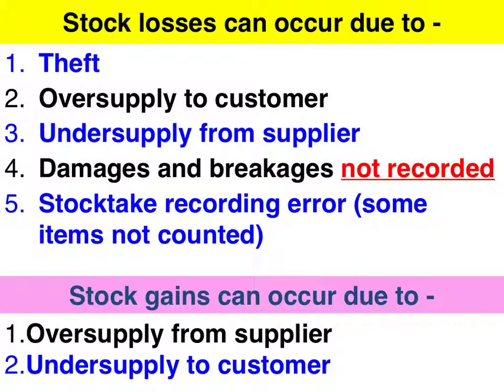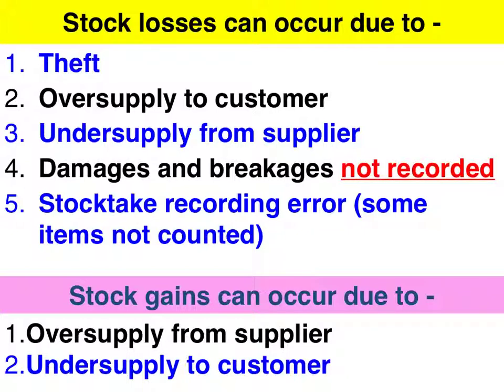Damages and breakages not recorded. I used to work in a liquor shop where occasionally bottles would fall on the floor and we were required to actually give the caps to the inventory person who would record that loss. Now, occasionally some would literally be swept under the carpet. There could be a stock take recording error because some items were literally out of mind, out of sight, not recorded. In terms of reasons for stock gains, well, it could be an oversupply from a supplier.